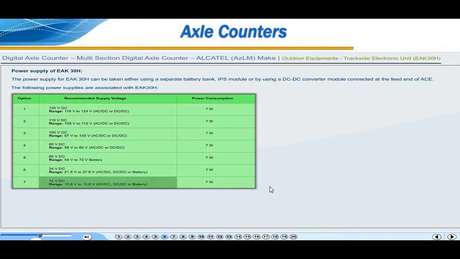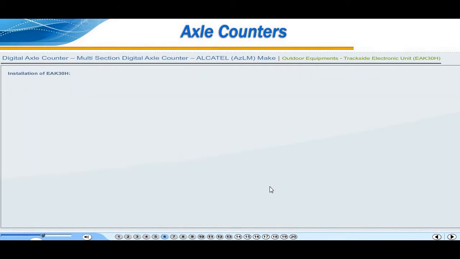12-volt DC supply using AC-DC or DC-DC converters or battery as per the supply arrangement. Its range is between 10.8 volt to 13.8 volt DC. Power consumption of EAK30H using the above supply voltages is 7 watts only.